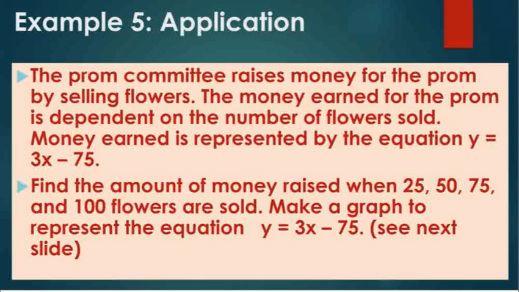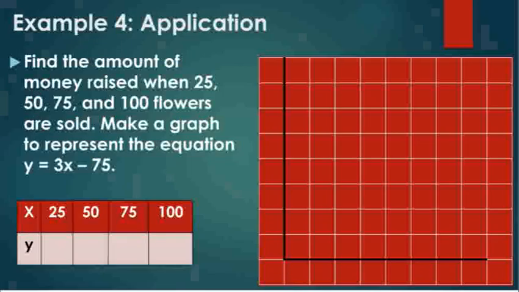Another application. The prom committee raises money for the prom by selling flowers. The money earned for the prom is dependent on the number of flowers sold. Money earned is represented by the equation y equals 3x minus 75. Find the amount of money raised when 25, 50, 75, and 100 flowers are sold. Make a graph to represent the equation. So we're going to do the same thing, just with different numbers and a different equation.